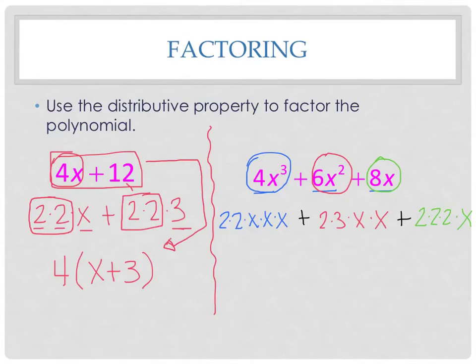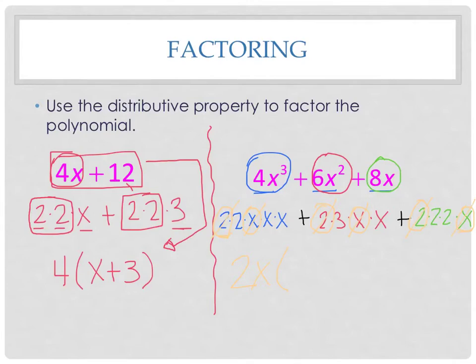So let's look at what they all have in common. From what I can tell, each one has a 2 in it. A 2 here, a 2 here, and a 2 here. So I can factor out a 2. And also I see that they have one x in common. X, x, and x. So I can factor that x out of here too. So 2x is what's going to be outside the parentheses. Now I'm going to just plug back in what's left over.